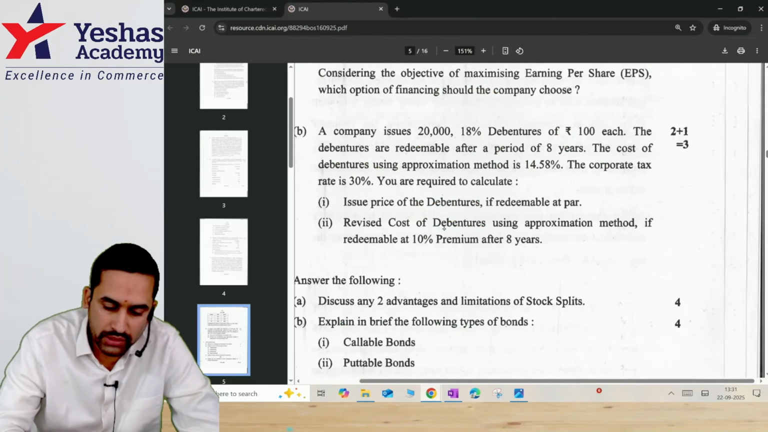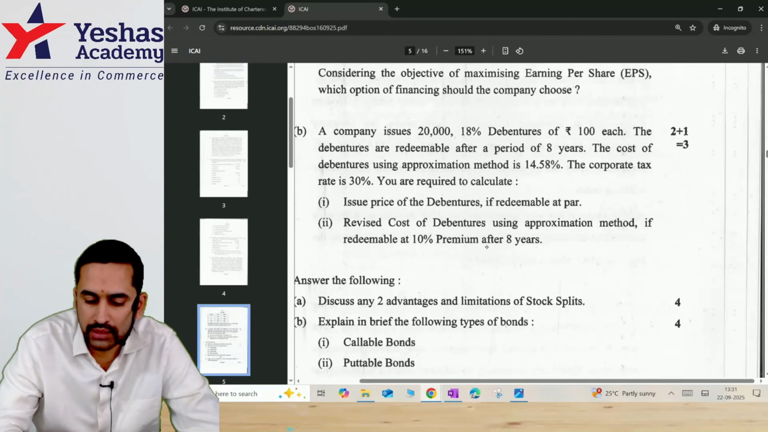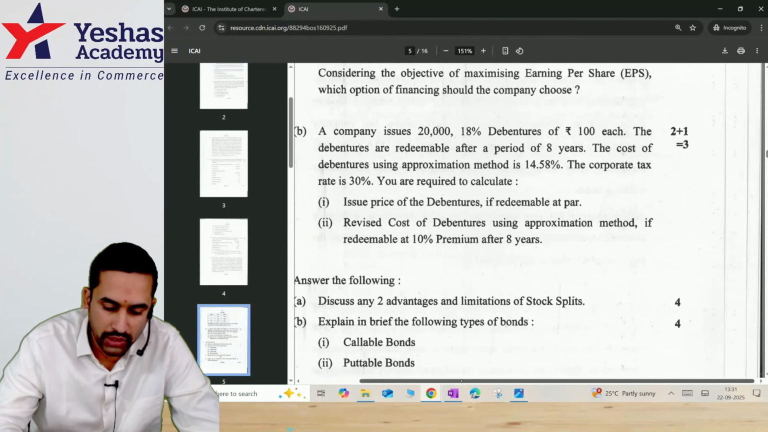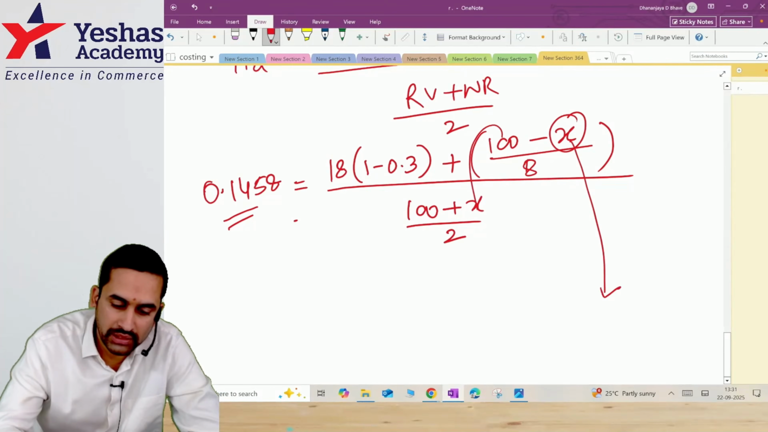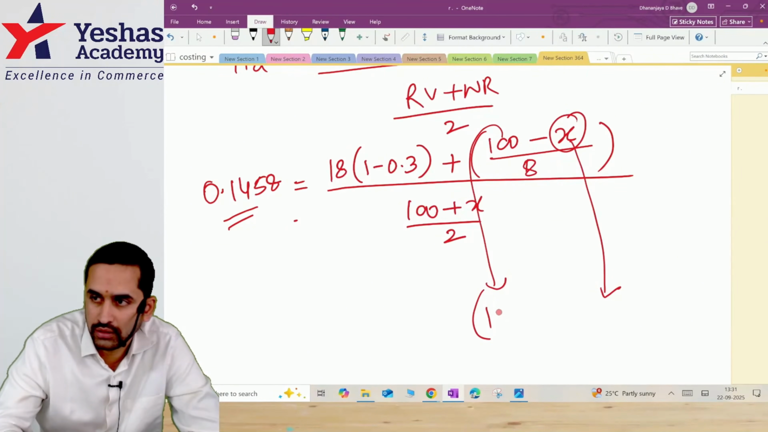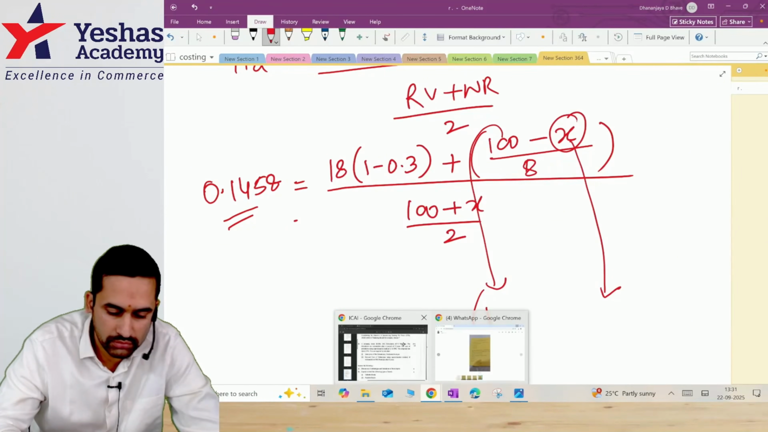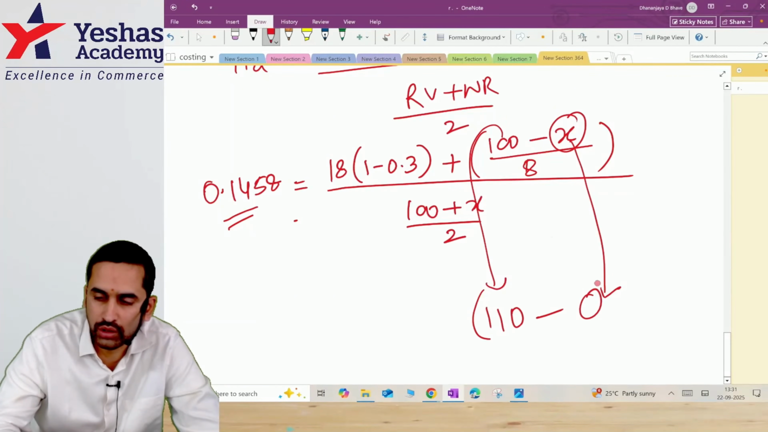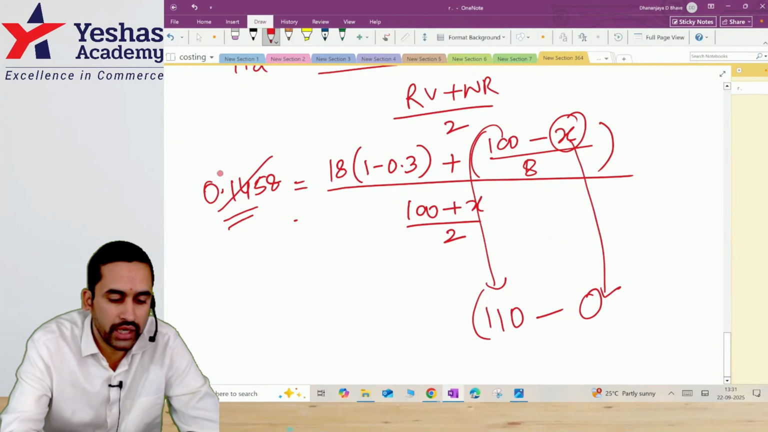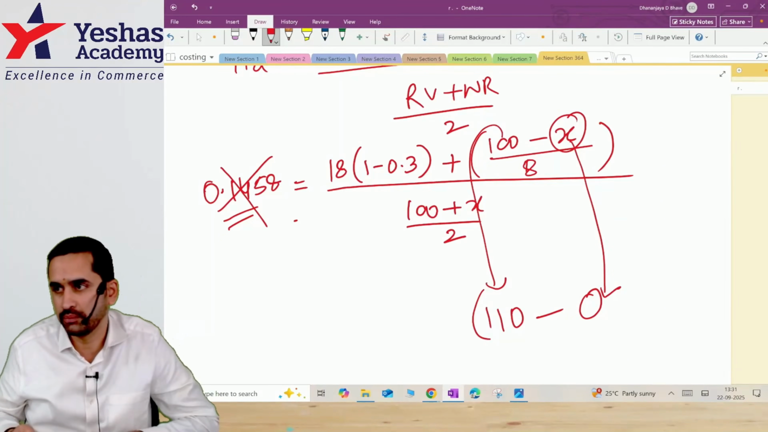Then revise the cost of debenture using the same formula if it is redeemable at 10% premium after 8 years. Now for this, you would have found out this number, that you keep the same, but this will not be 100, this will be 100 and premium. So this will become 110. This X number you would have got. So the answer will change now because you changed it. It won't be 14.5, it will be some other number.